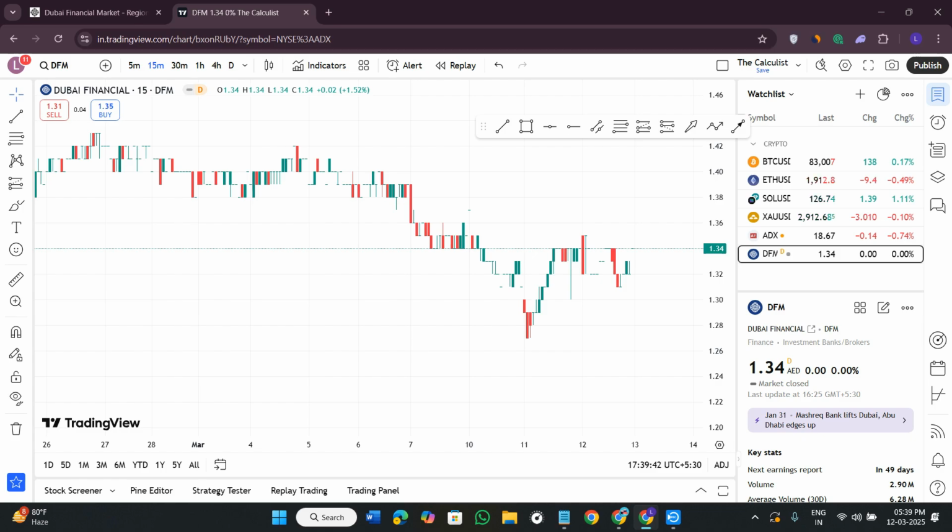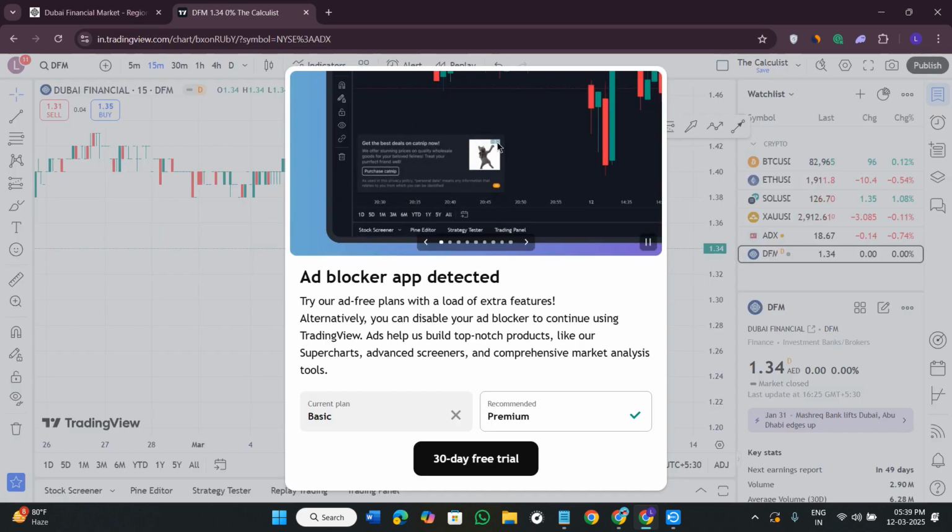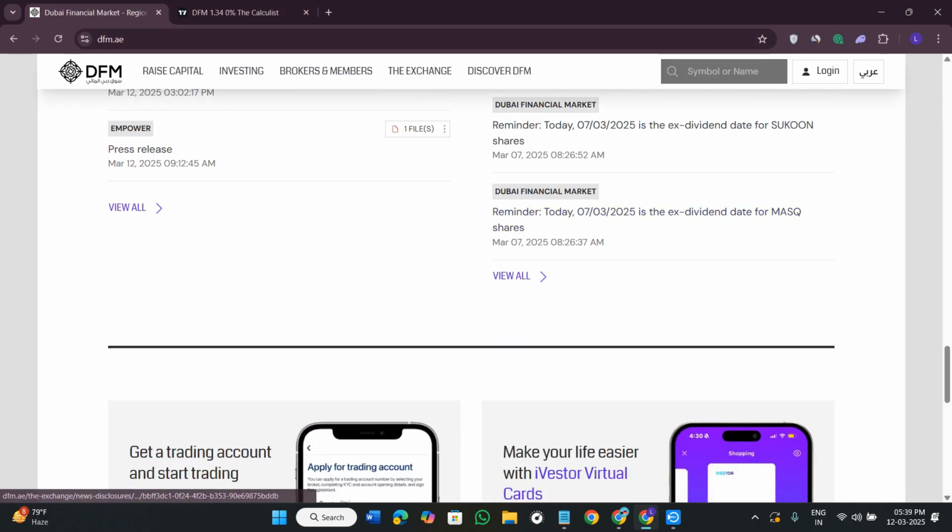So how can you actually start investing? If you are wondering how to start investing in UAE stocks, you just have to simply follow these steps. First of all, you need to get a National Investor Number, that is the NIN number, from the Abu Dhabi Securities Exchange or the Dubai Financial Market.